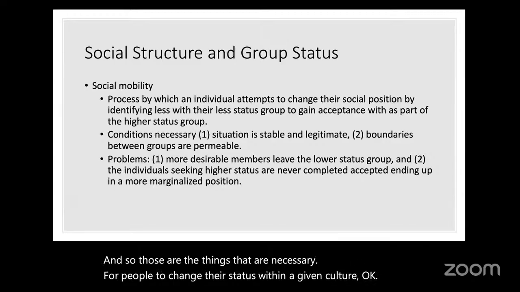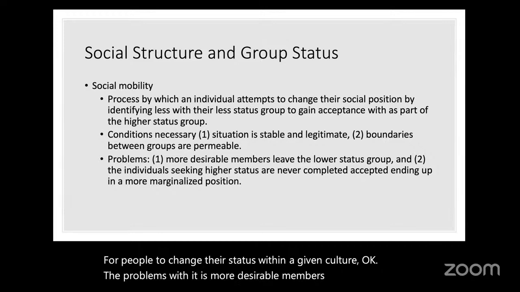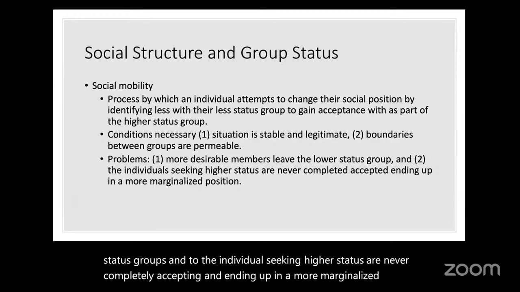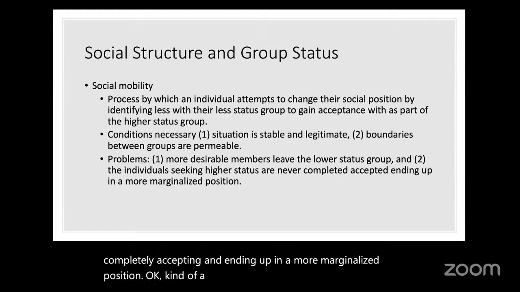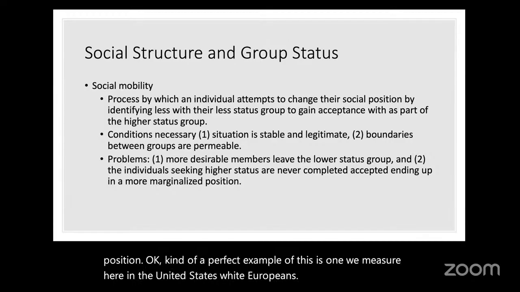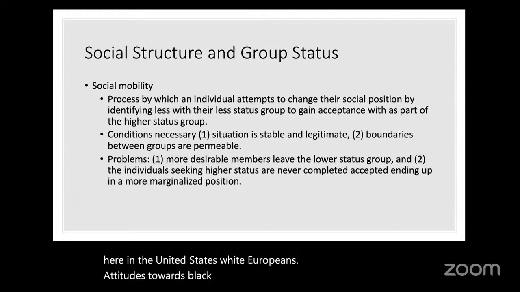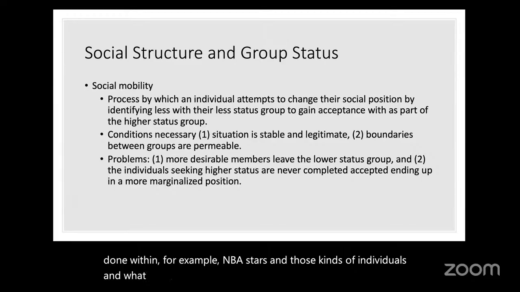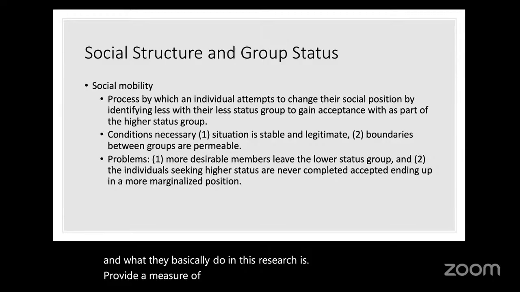The problem with it is that more desirable members leave the low status groups, and the individuals seeking higher status are never completely accepted, ending up in a more marginalized position. Kind of a perfect example of this is when we measure here in the United States white Europeans' attitudes towards Black athletes. This research has mainly been done with, for example, NBA stars, and what they basically do is provide a measure of acceptability.